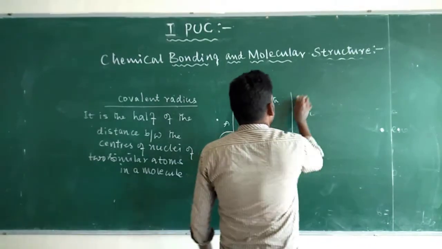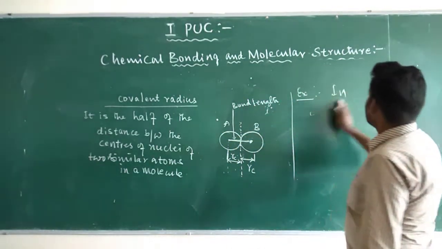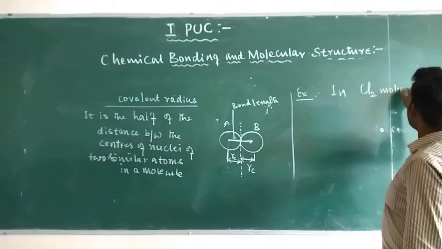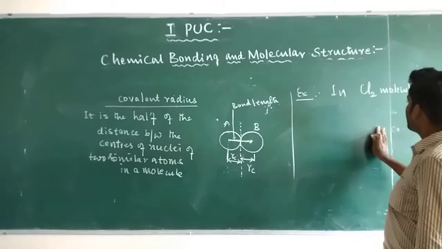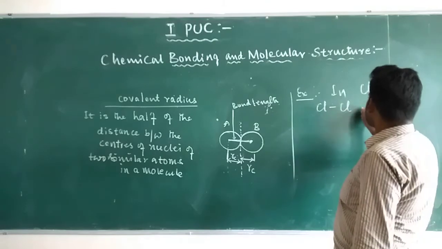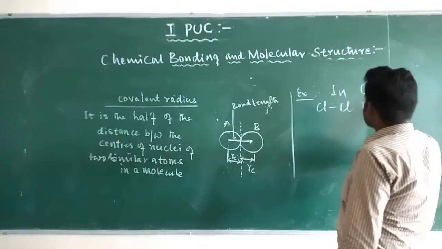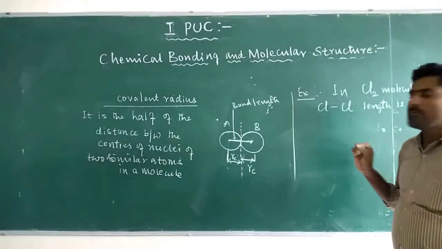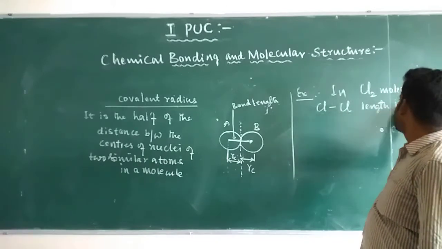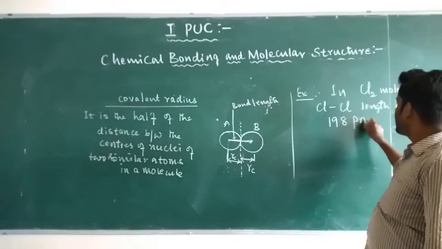Example, in the Cl2 molecule, the chlorine molecule, Cl bond Cl, the bond length between the two chlorine atoms is 198 picometer.